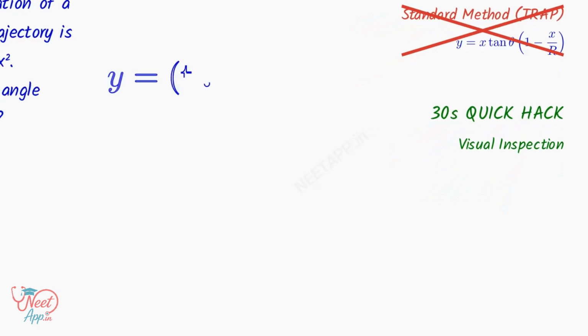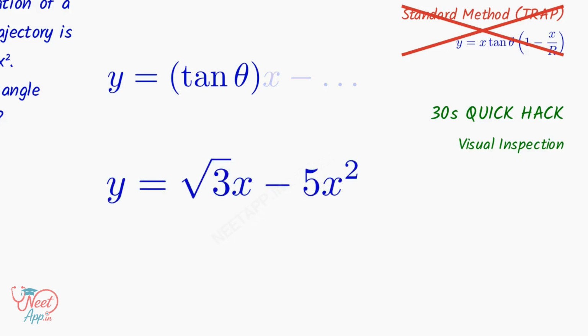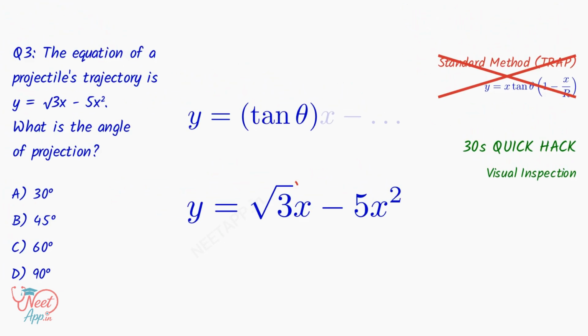Here is the 30-second shortcut, visual inspection. The standard textbook equation always begins with y equals x times tan theta. So you can completely ignore the entire second half of the equation. Just look at the exact number attached to the single x term.